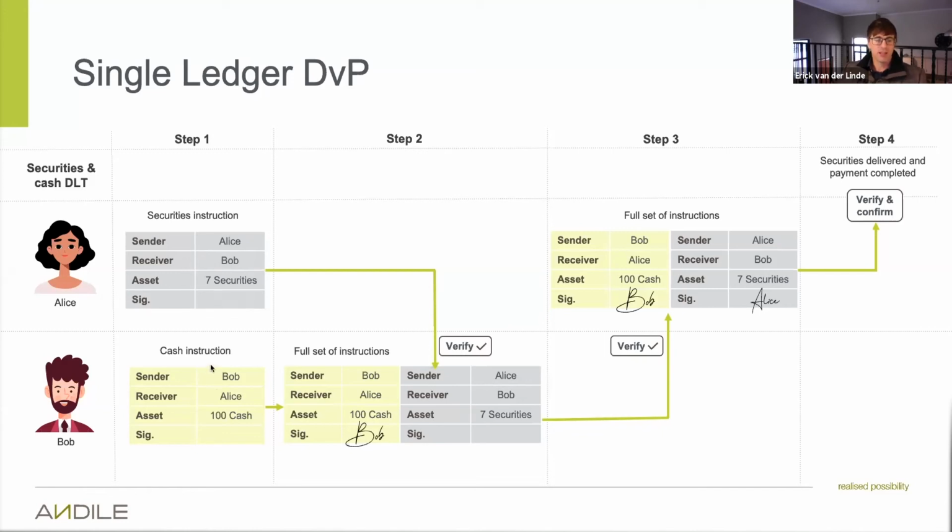Bob on his end creates the cash instruction. Remember, this is the other side of that transaction. So he states that he will be the sender, Alice will be the receiver, and he will be sending 100 cash. These are representations of tokens. Once he receives this instruction from Alice, he verifies that this is what they agreed upon. This is the correct exchange rate. And he attaches Alice's instruction to his to form a full set of instructions or a single transaction.